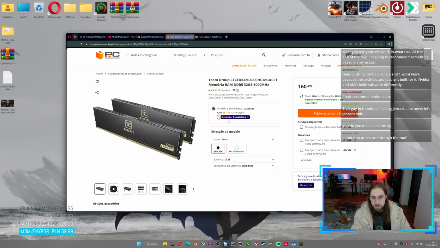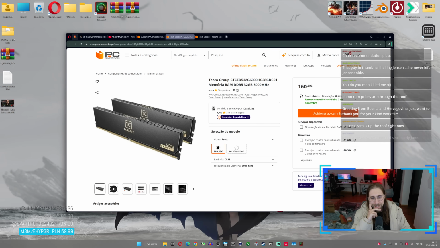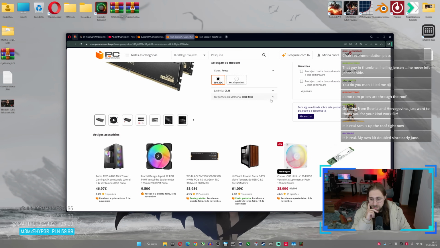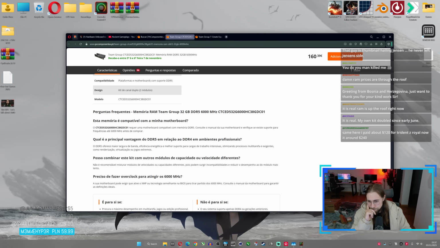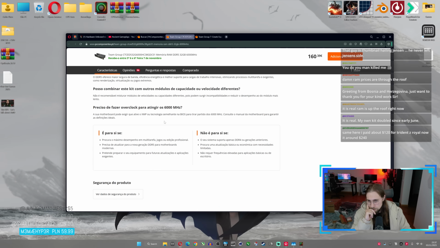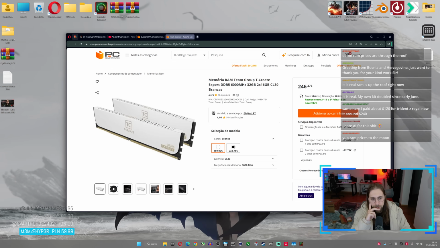I mean, kits like these would be like 120 euros, 110 euros. And now it's like 160. Damn. 160 for a CL38 RAM. I believe it's CL38. I can't even see. That's crazy. And this one, CL30, 246 euros.